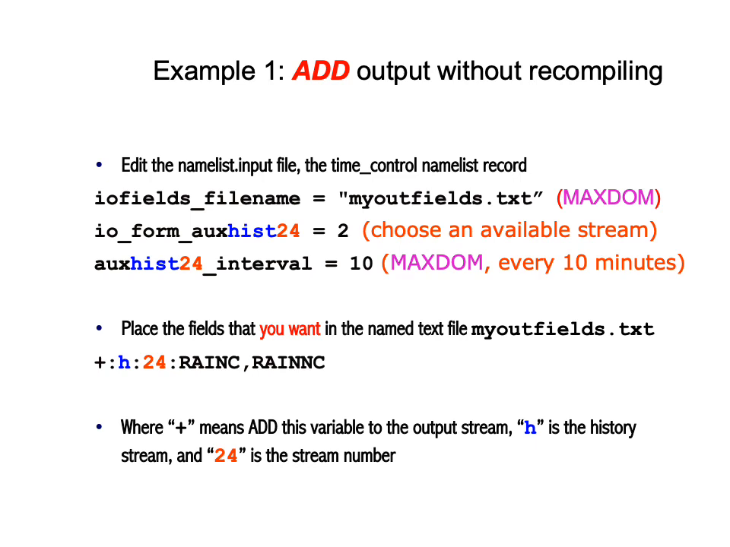myoutfields.txt, the contents of that myoutfields.txt file are on the next line, where it says +:H:24:, and then a comma-separated list of variable names. Plus says that we are interested in adding a variable to a stream. H says this is a history stream, so it's going to be output. 24 says this is stream number 24. And then the uppercase list of variable names are the names defined in the WRF registry.